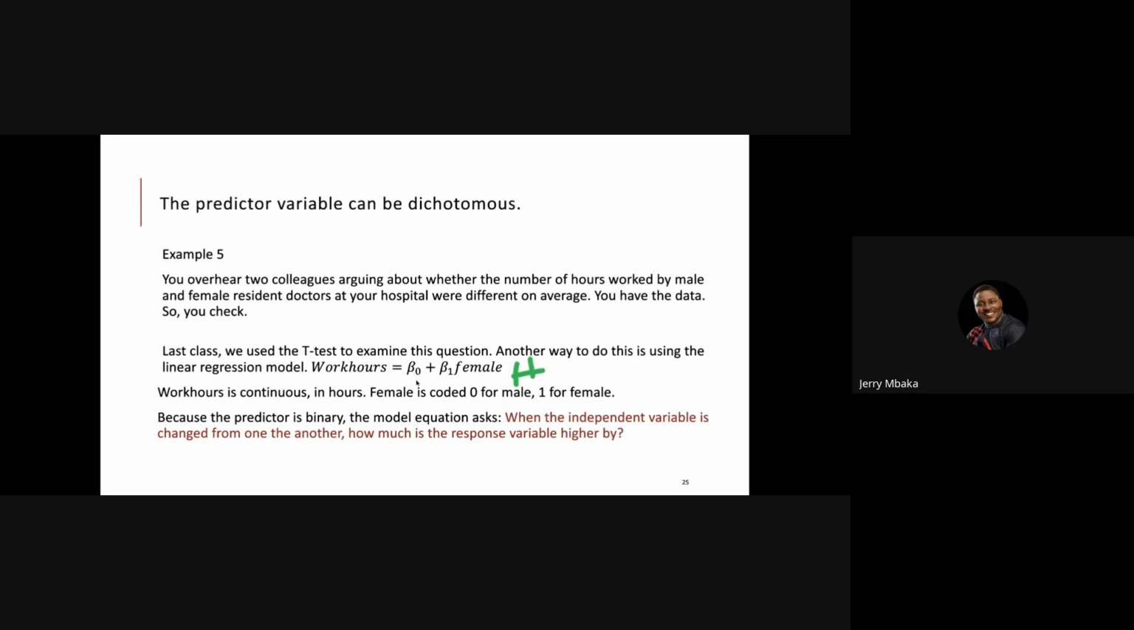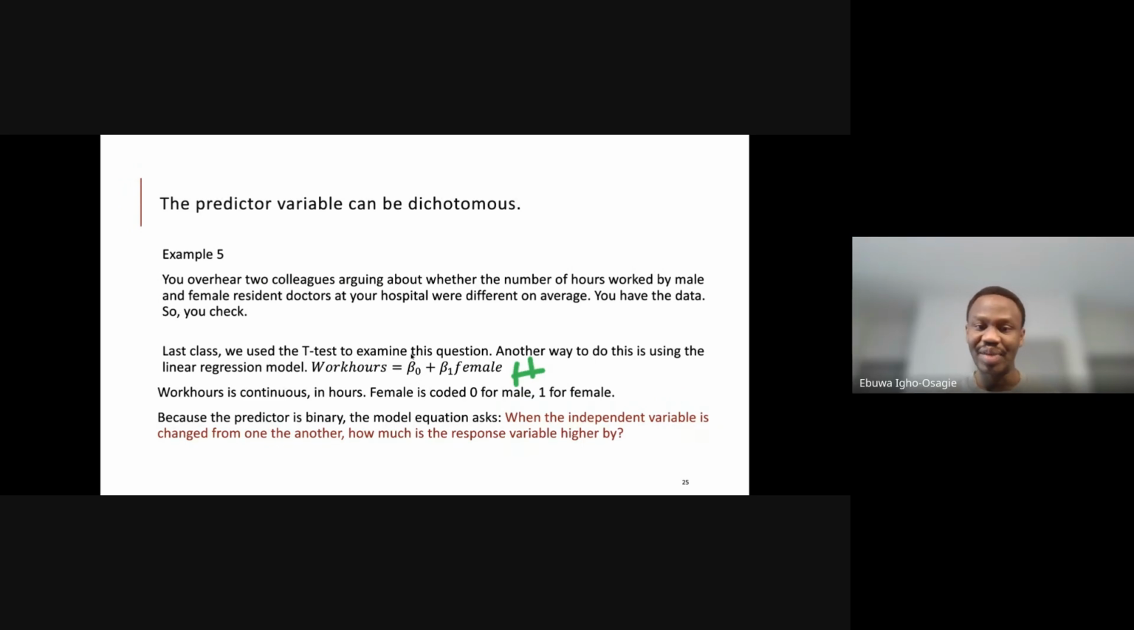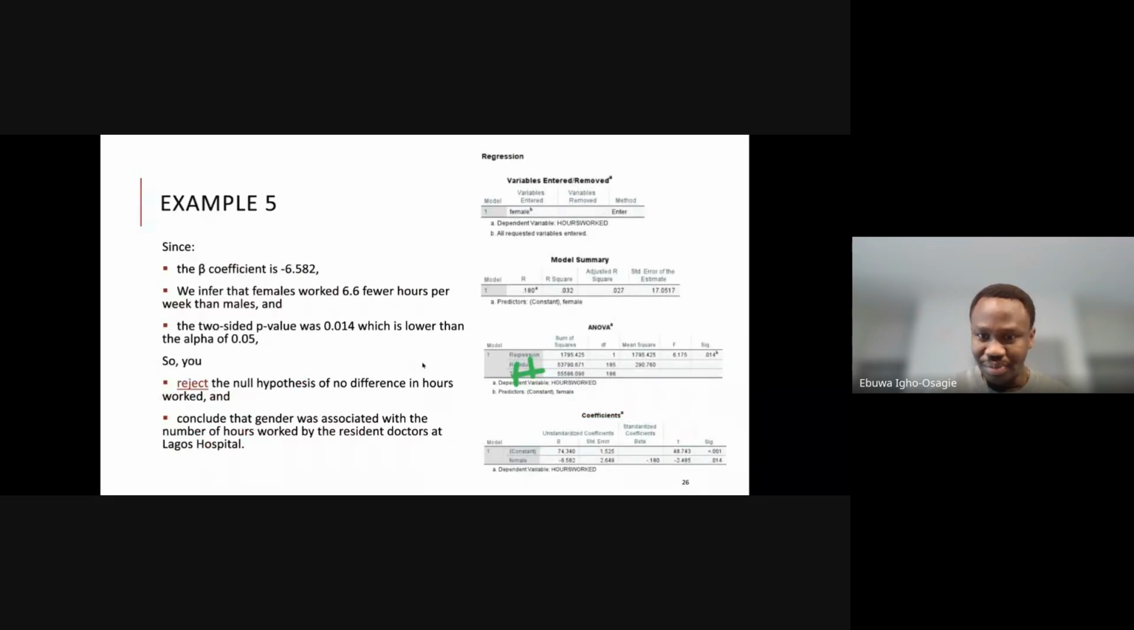By the reference, exactly. So therefore, let's look at this. This constant, remember, your constant is your beta naught. So basically you're going to say on average, men work 74 hours per week and women work 74 hours plus minus 6, which turns to 74 minus 6. So on average, women work, what is 74 minus 6? 68 hours a week compared to the men who work longer.